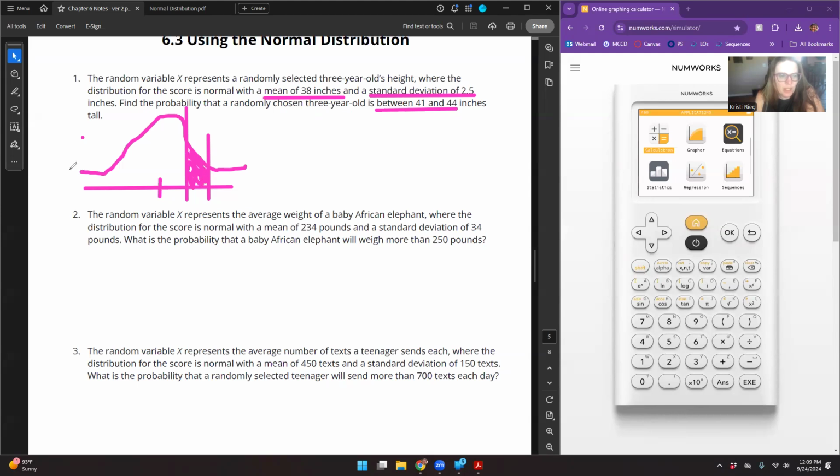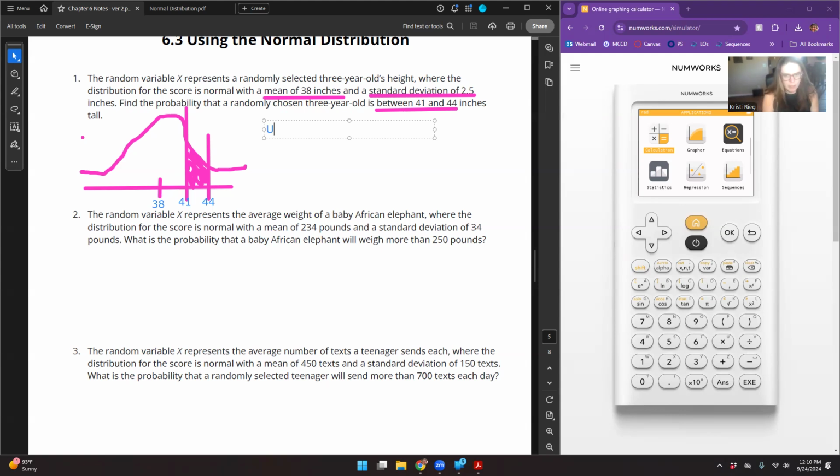It can't hurt for everyone to just see what this picture looks like, if nothing else. But when I get to the table part, it might get boring. All right, so this middle is 38. This lower bound is 41. And this upper bound is 44, because we're looking for everything between 41 and 44 inches. So we're going to use these x's, the 41 and 44, find the areas for the upper and lower bound, and subtract.